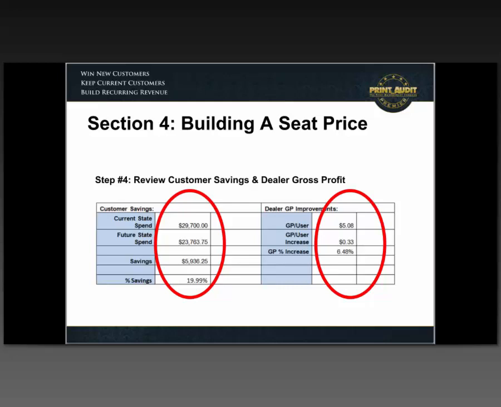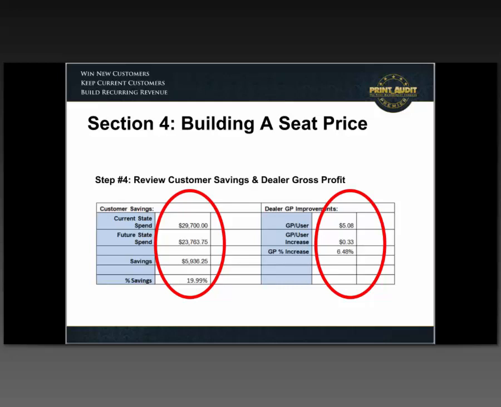So when we did the assessment for this customer, the print spend per year was $29,700. And we reduced that to $23,763 for a savings of almost $6,000. And almost 20%, and that seems to be kind of the magic area where customers really start paying attention to savings, is around that 20% point, right? So the customer's happy. We've saved them 20%, and we've done very little to affect their workflow.